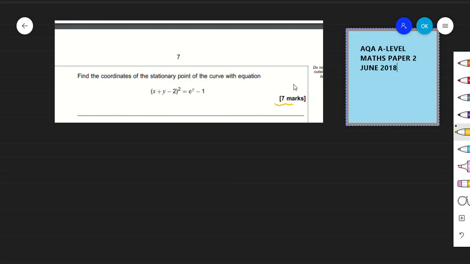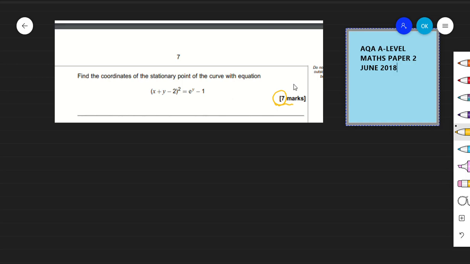Today we'll be looking at a differentiation question from the AQA A-level maths paper from 2018. This actual question's worth 7 marks. I mean, that's a lot of marks to grab. And we'll look at how to actually attempt this.